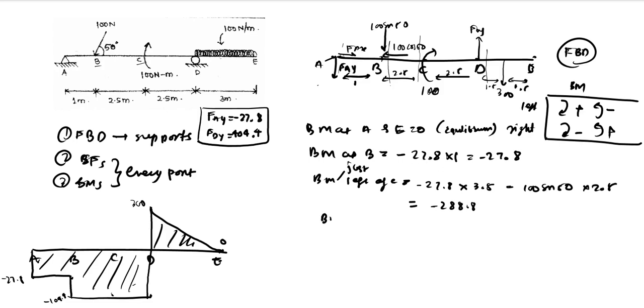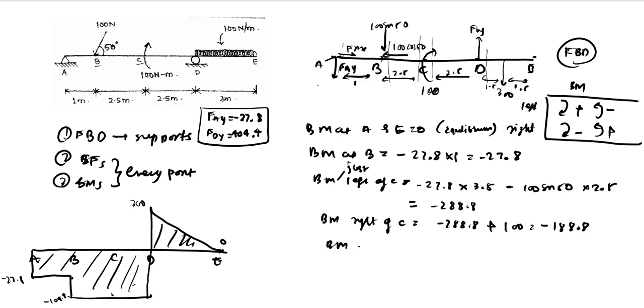So, bending moment right of C. Right of C it should be minus 288.8, and considering forces on the left again, there is a clockwise moment at C. So you need to add that moment, which is 100. So it will be minus 188.8.